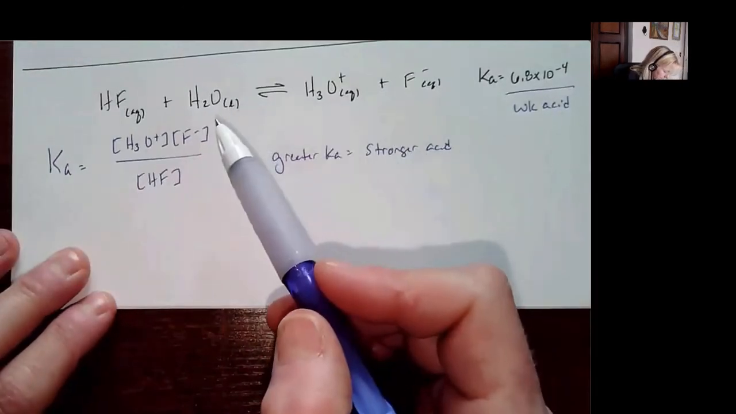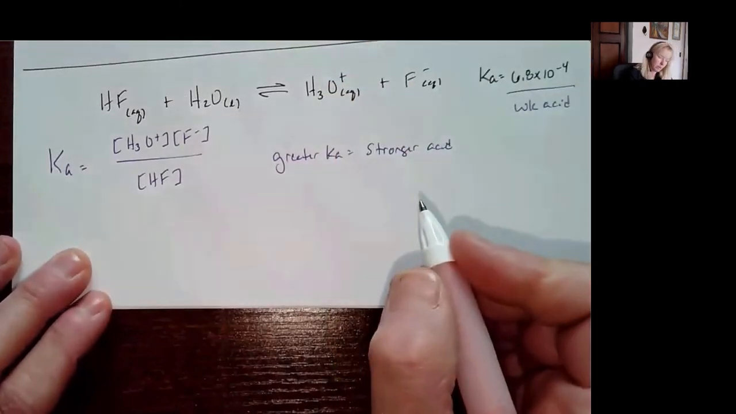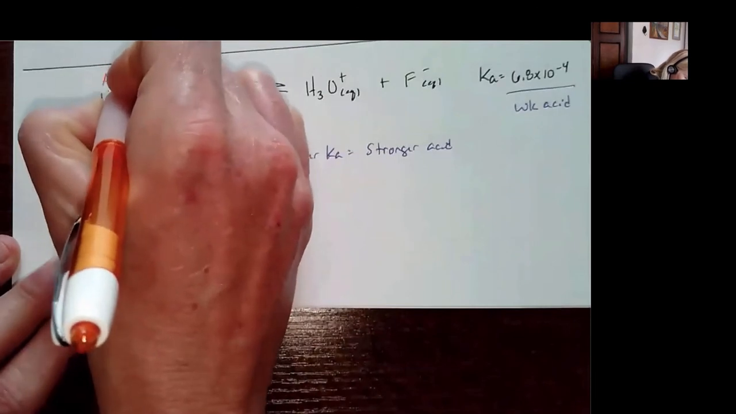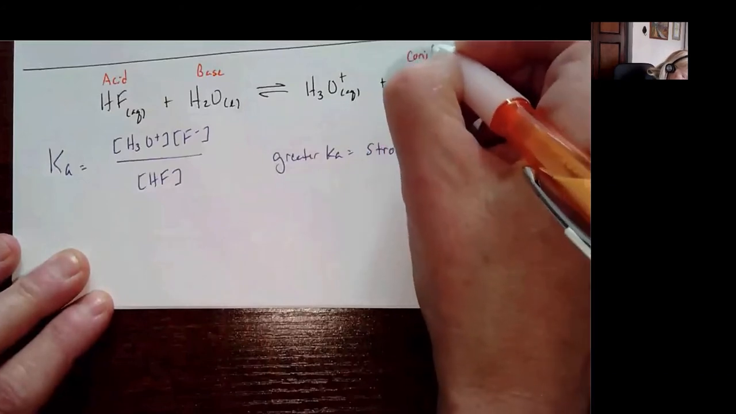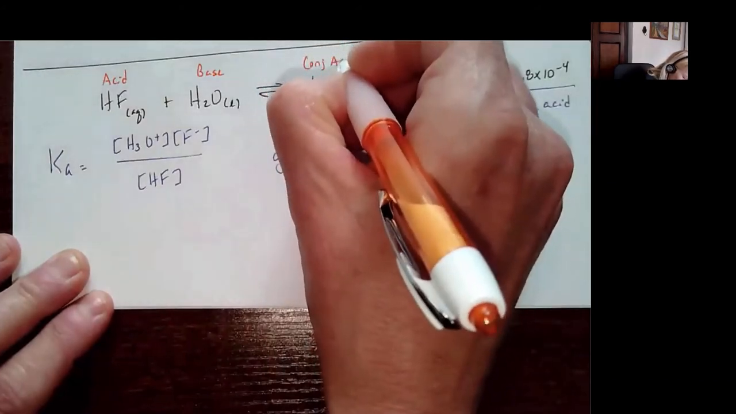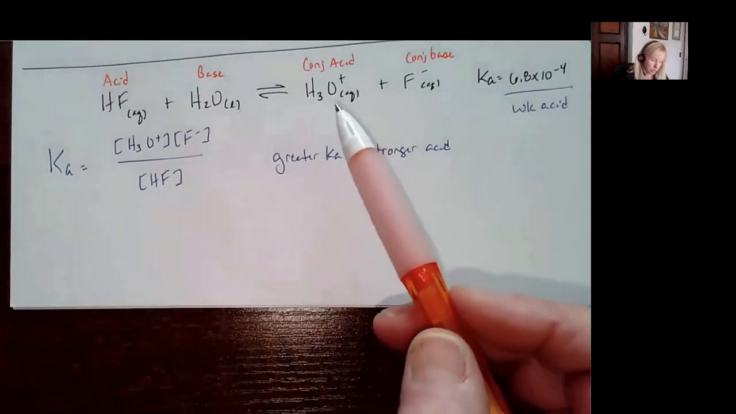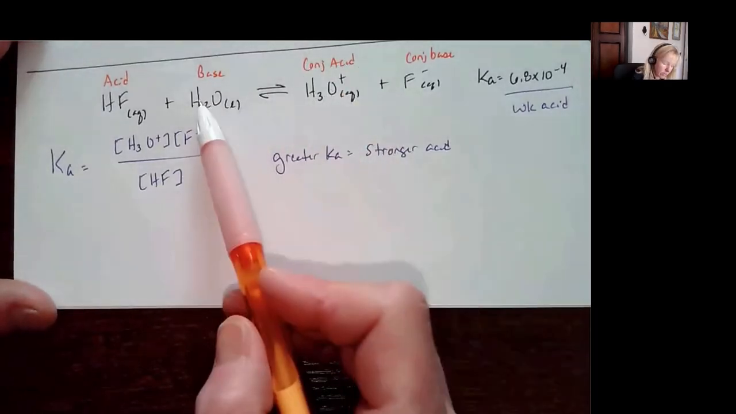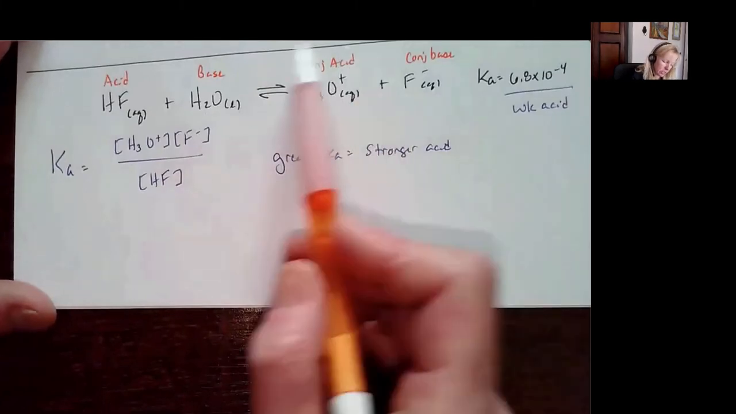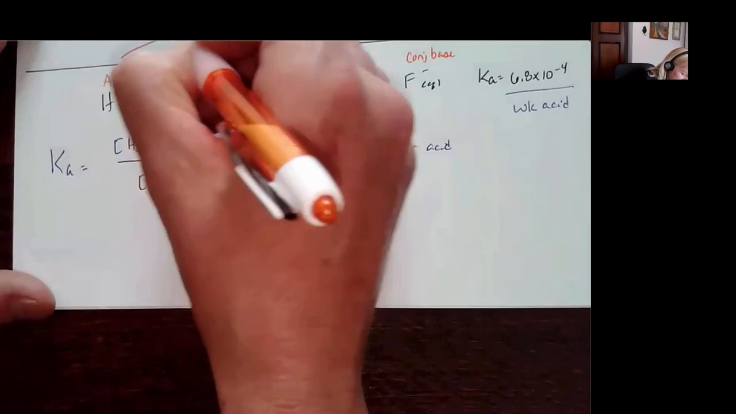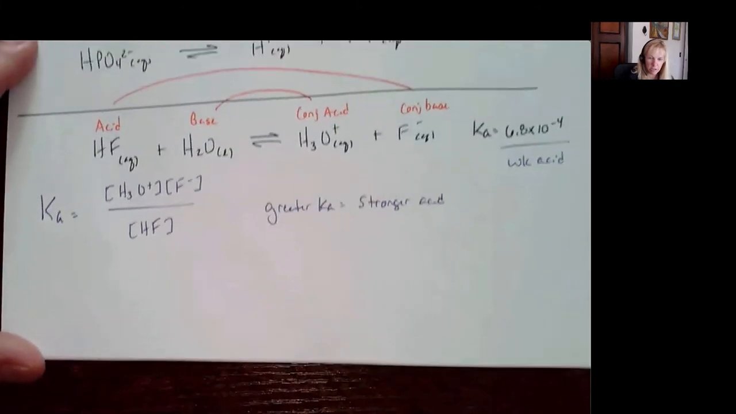If I look at this scenario, I can also find my conjugate acid-base pairs, if you remember from part 1. So this would be my acid, this would be my base, and then this is going to be my conjugate base, and this is going to be my conjugate acid. Remember the definition of an acid is that it can donate a proton, and whatever picks up the proton on the reactant side is the base, and then that becomes the conjugate acid. So my conjugate acid-base pairs here are HF and F minus, and H2O and H3O plus. Those are my conjugate acid-base pairs.